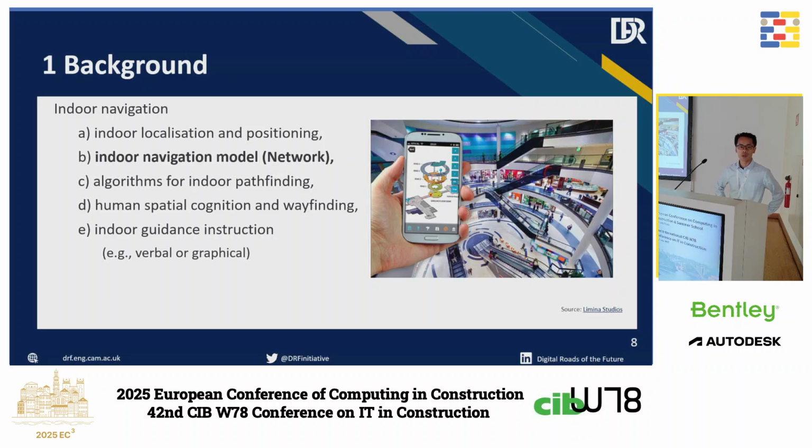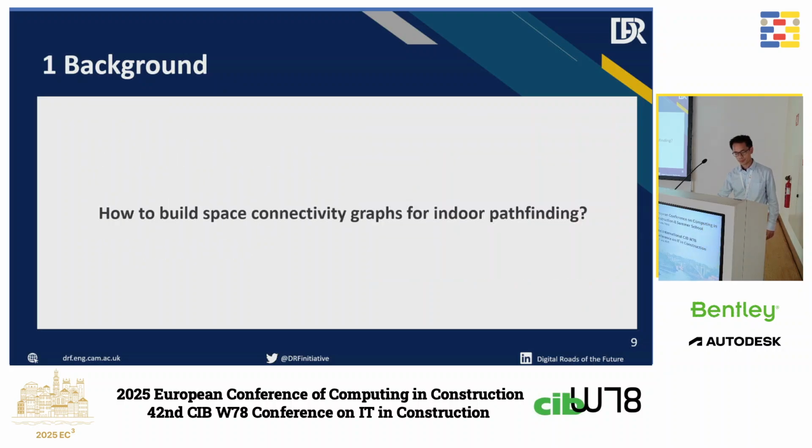But for the IFC-Graph, we cannot do all the things. We can mainly address the second one, the indoor navigation model. So my question is narrowed down again: how to build a space-connected graph for indoor pathfinding from IFC-Graph?